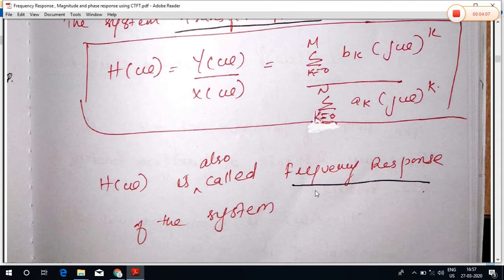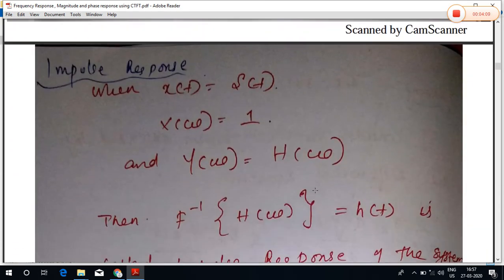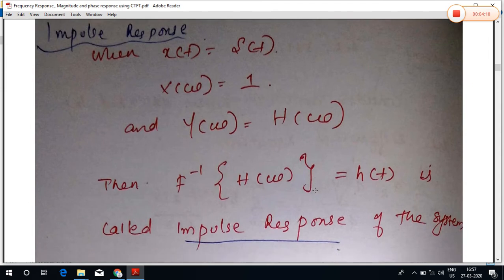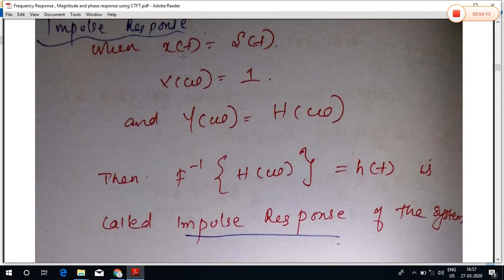Now we need to see what is impulse response. We know that impulse response is the response of the system when the given input is an impulse function. That is, if suppose you are giving the input to the system x of t as delta of t. Delta of t is nothing but the impulse function.